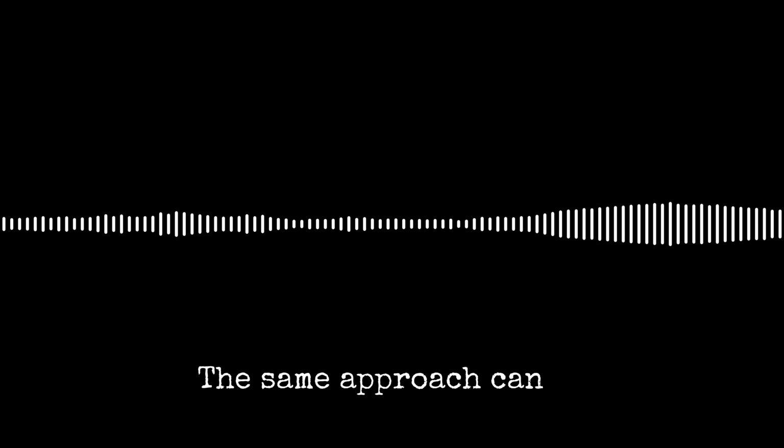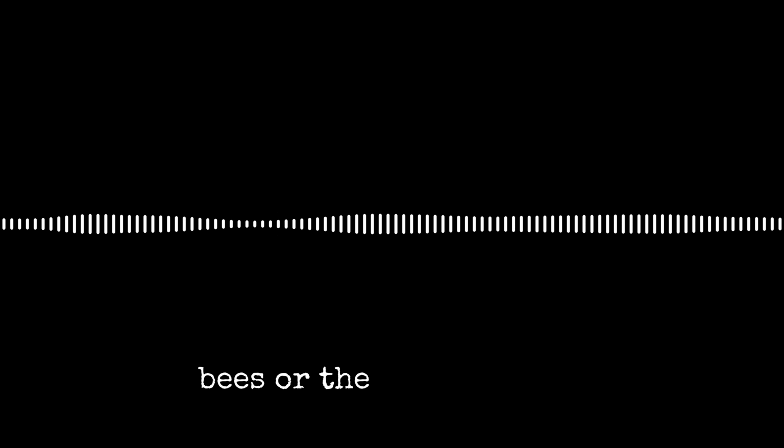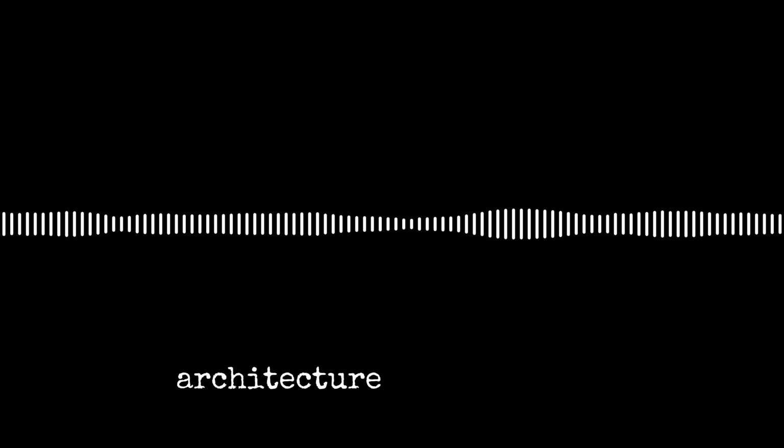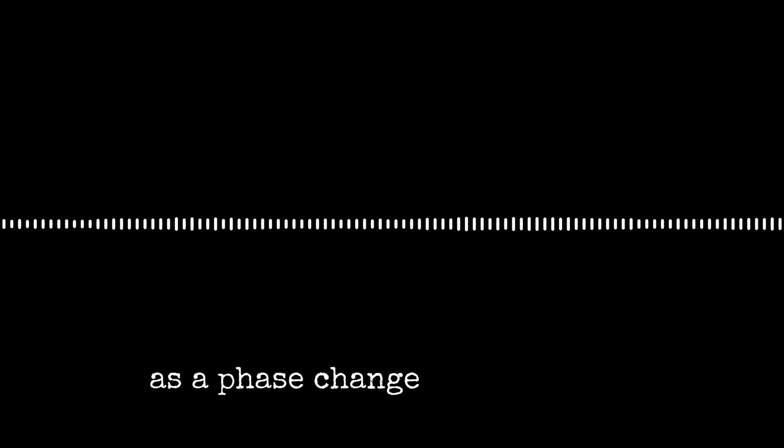The same approach can be extended to other natural networks, like the combs of bees or the architecture of shells, each with its own sonic identity. And just as the web can be rendered musical, music can render materials. Some projects propose using musical grammar to design the architecture of a material. Think of a chord as a microstructure, a progression as an assembly process, a modulation as a phase change.